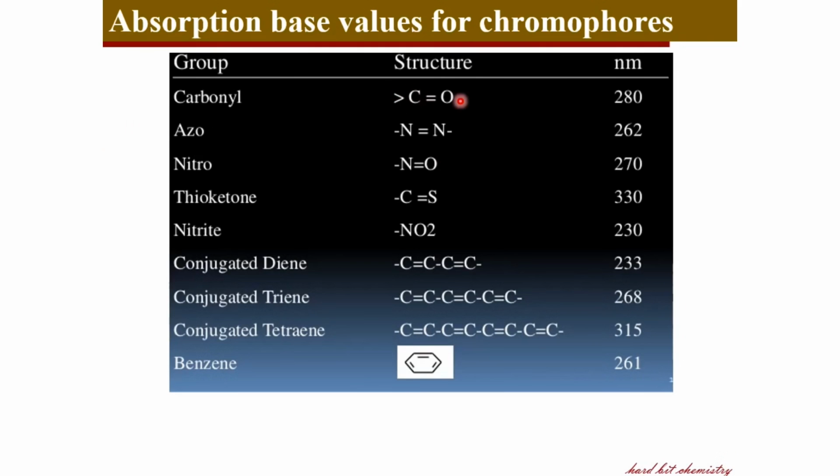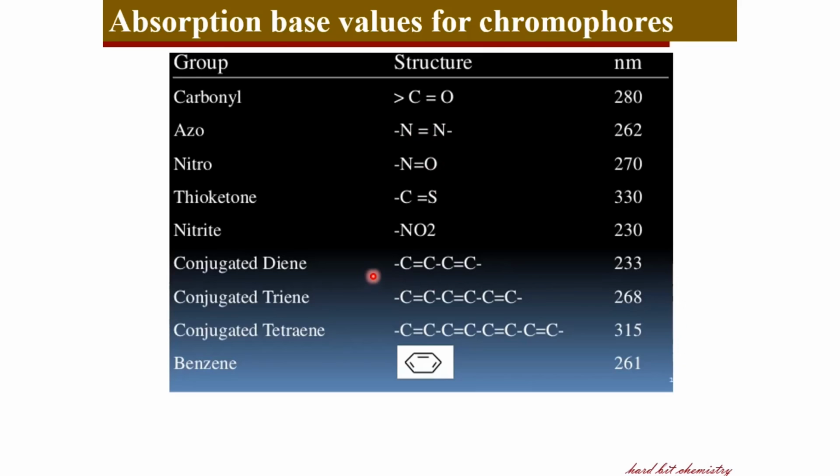Here for example, a carbonyl group present in a molecule gives rise to n-pi star transition and pi-pi star transition due to the presence of this pi bond and the heteroatom bearing a lone pair of electrons, and the lambda max value due to this particular structural moiety is around 280 nanometers. Like this, you can see different chromophores and the respective lambda max values.